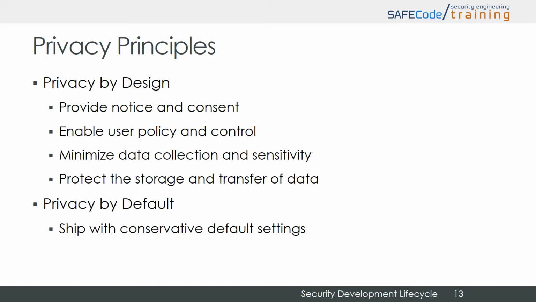Another privacy principle is privacy by default, which means that software should be shipped with conservative default settings. An example would be to only enable privacy-related settings such as automatic contact data transfer after the user has explicitly requested it.